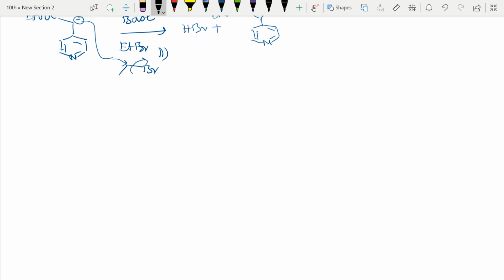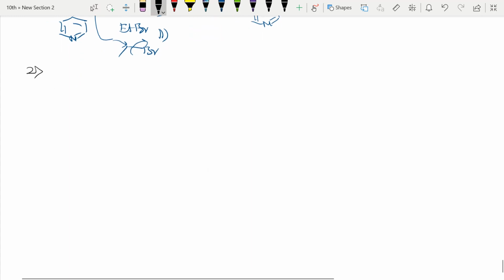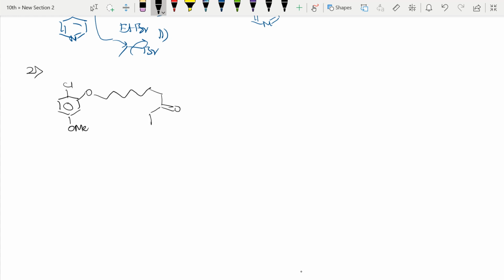So next let us see one more example, the second one. I hope you are getting it now, it's clear. Sorry, it's not oxygen here, right? Here simply carbon, it is a benzene ring with methoxy, right? And here chlorine is there, and here oxygen, CH2 CH2 CH2 CH2 CH2 CH2, and here C=O, CH2CH3, and here CH2 C=O.